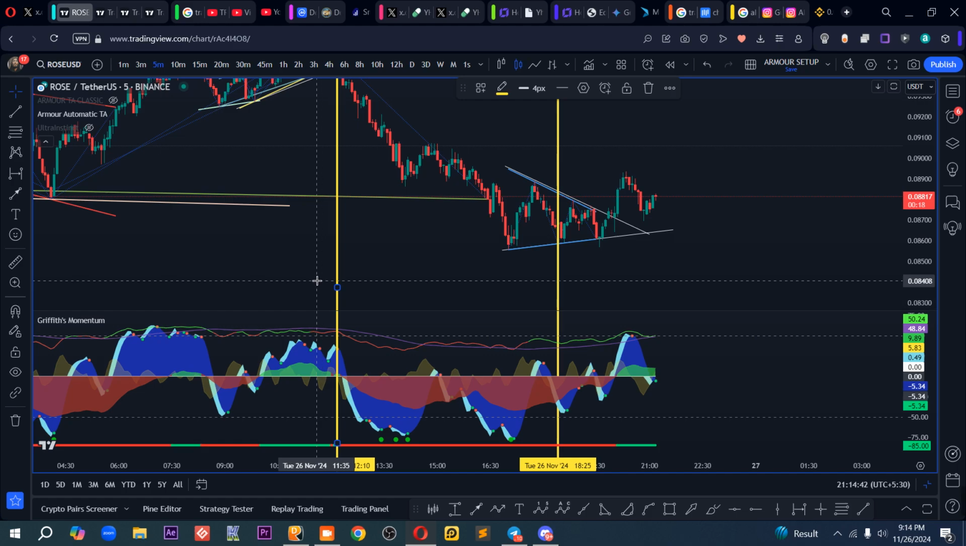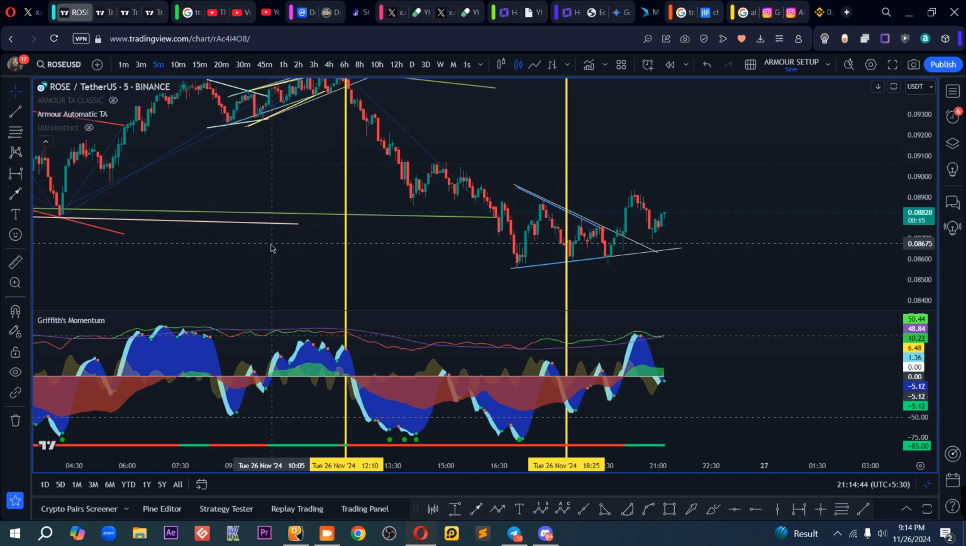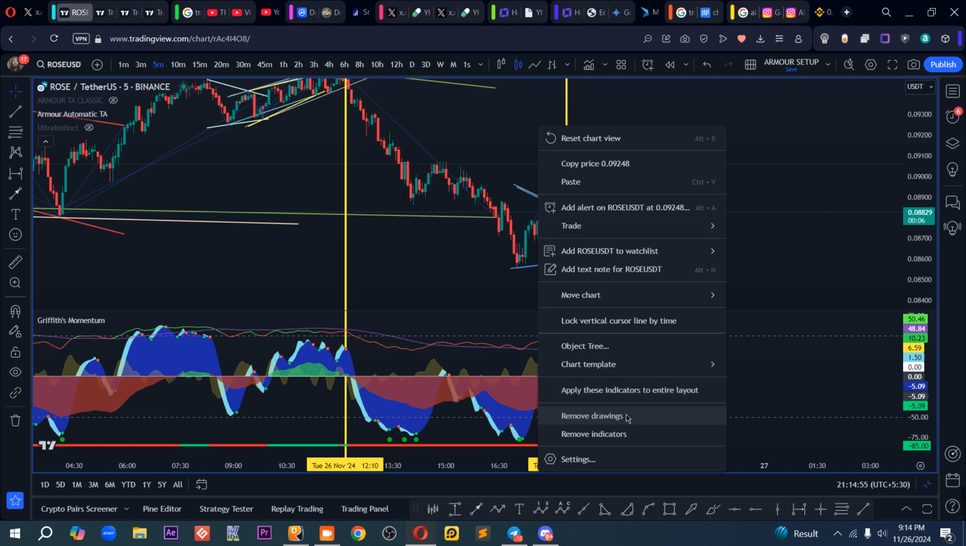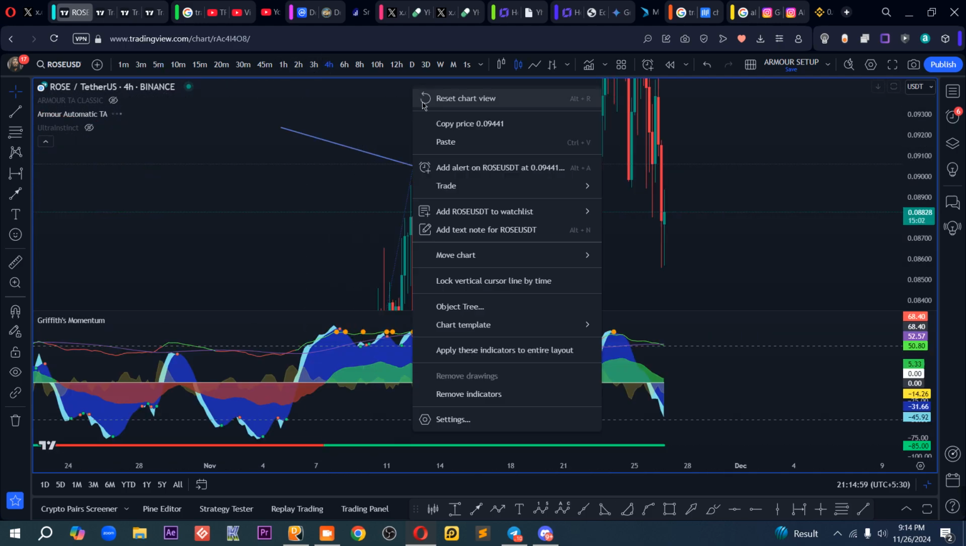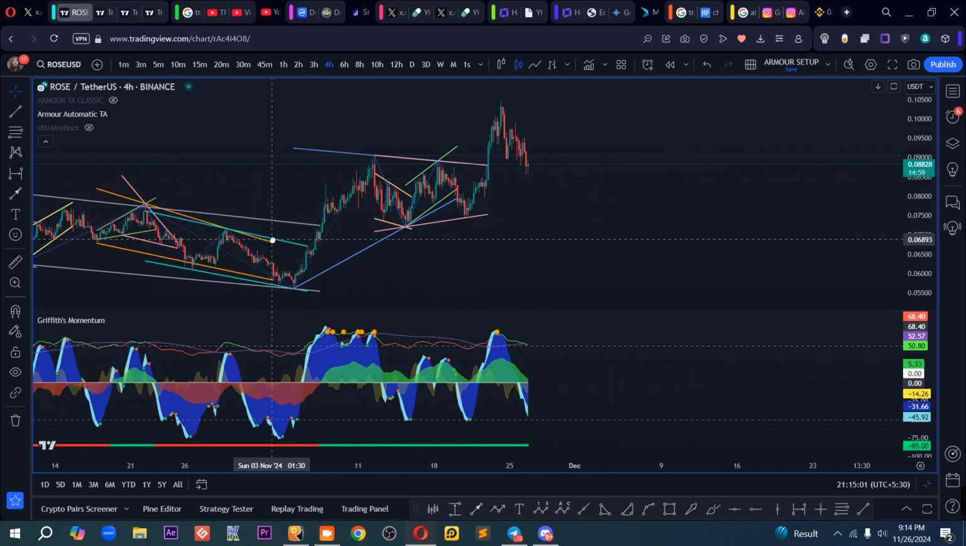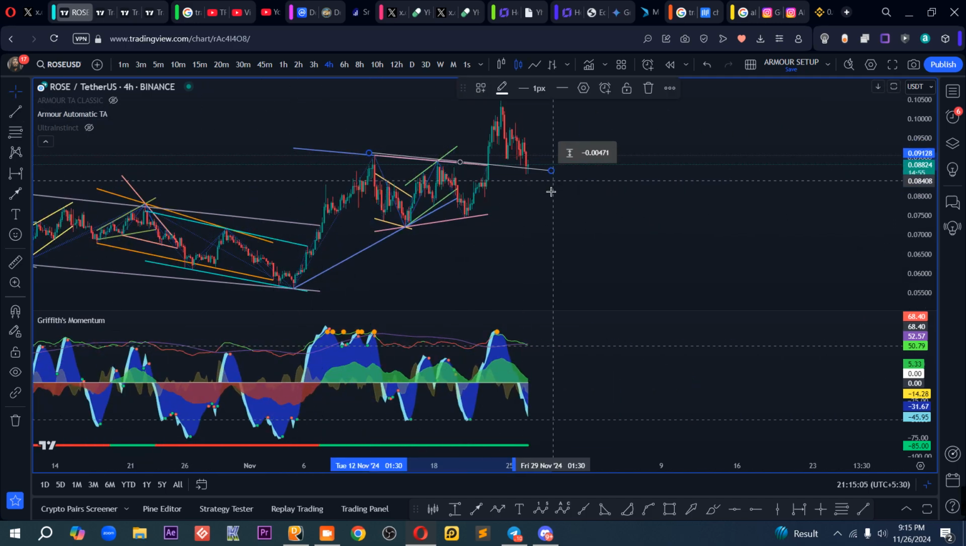And that's it. So if you want to use it as a swing trade indicator, you just have to shift it to the 1 hour and 4 hour time frame. Okay, so we have 4 hours. In 4 hours we got a bull flag, a bullish pennant pattern.